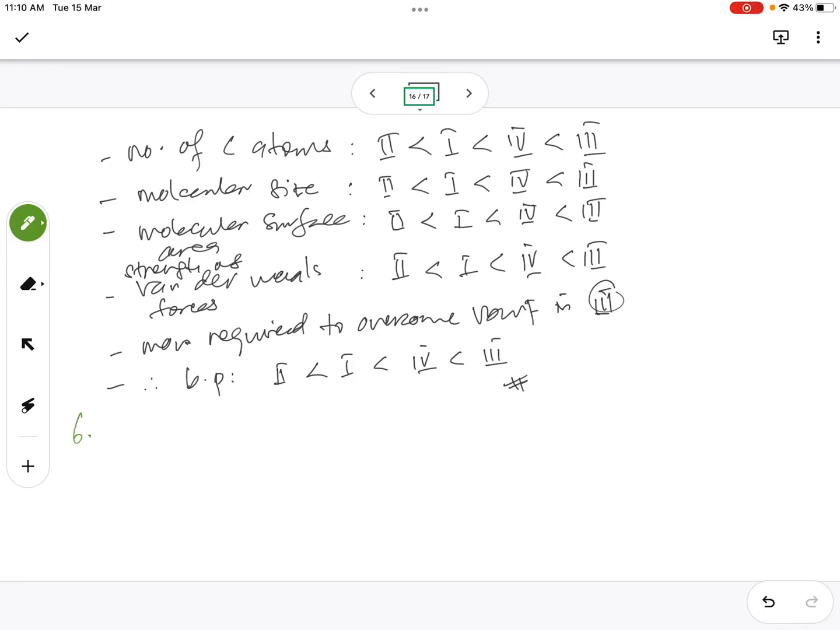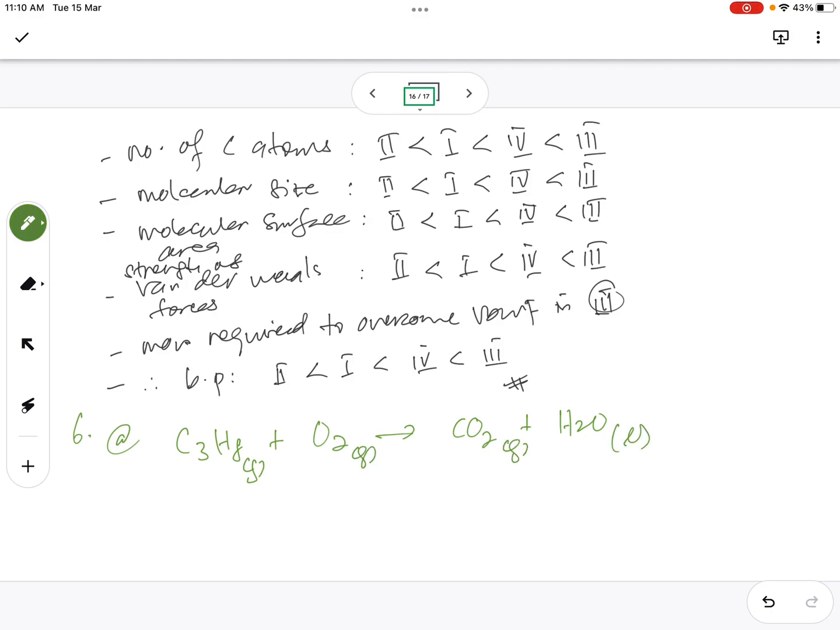Question 6 states, write a balanced chemical equation for the combustion of propane. So I will teach you for the excess oxygen. Propane is C3H8. C3H8 plus oxygen, you get carbon dioxide and water. So this is gas, this is gas, this is gas, this is liquid.